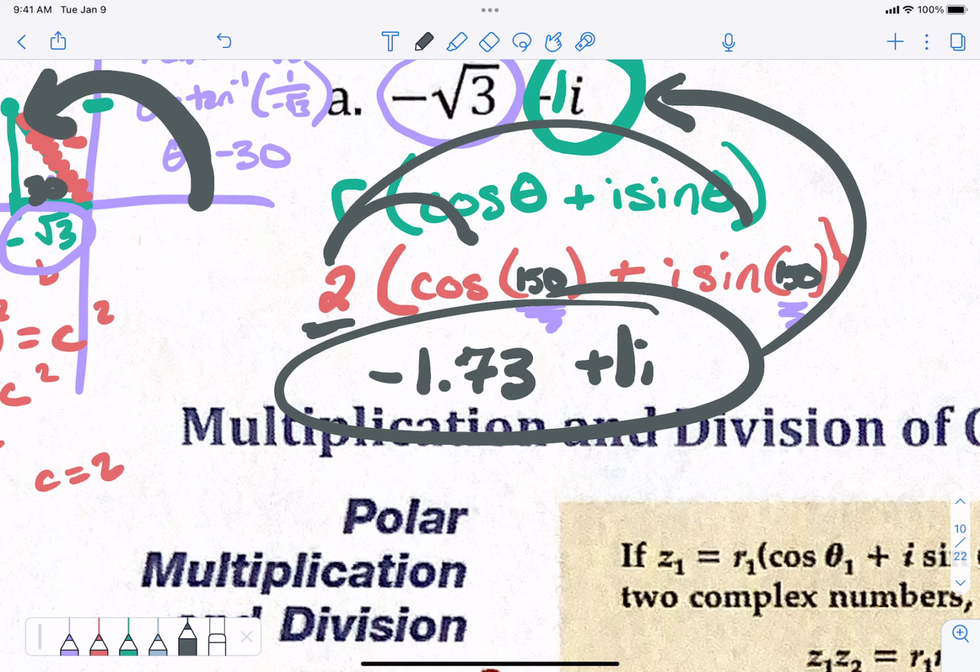Checking your answer really fast. Take 2 times cosine 150. You should get negative square root of 3, which we got as a decimal, right? 2 times sine would be positive 1i, right? That's how you check your answer. Really fast and easy. It's like a no-brainer.